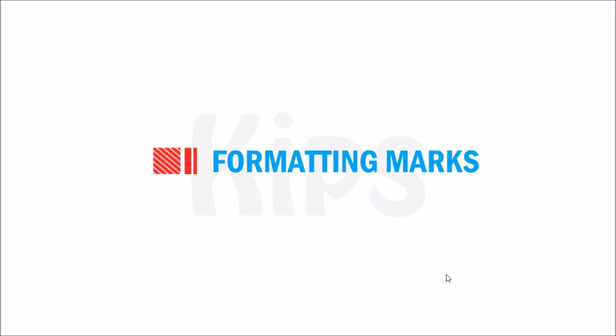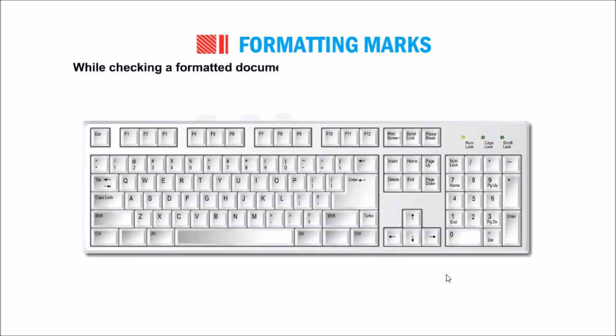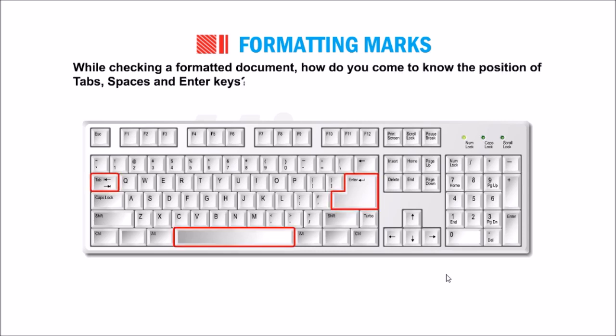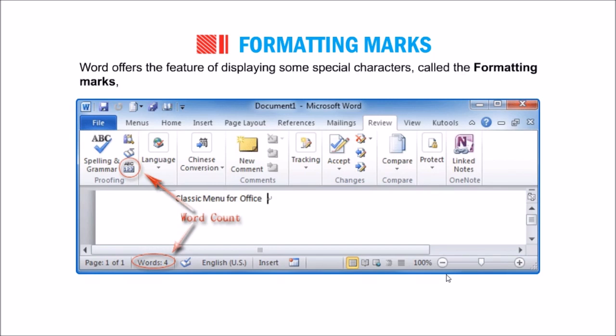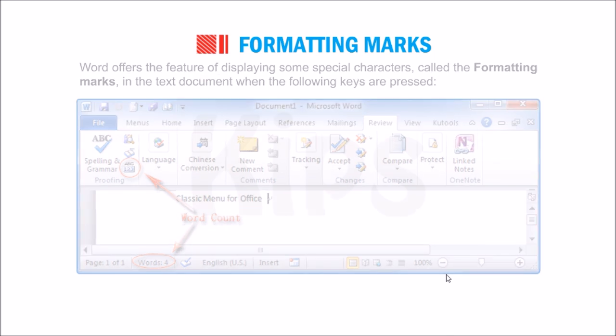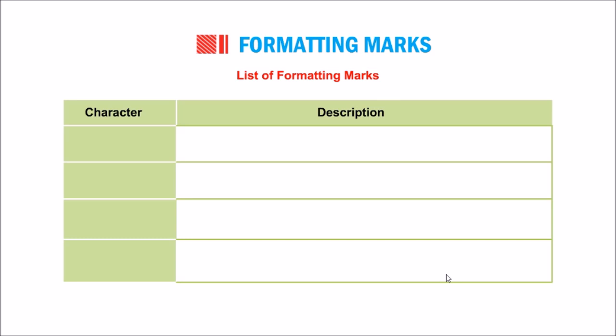Alright, now we will discuss formatting marks. While checking a formatted document, how do you come to know the position of tabs, spaces and enter keys? Word offers the feature of displaying some special characters called the formatting marks in the text document when the following keys are pressed. List of formatting marks.